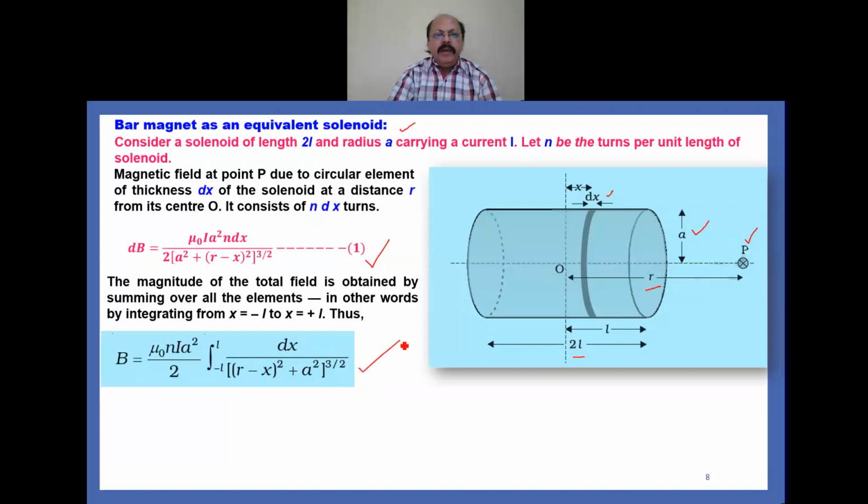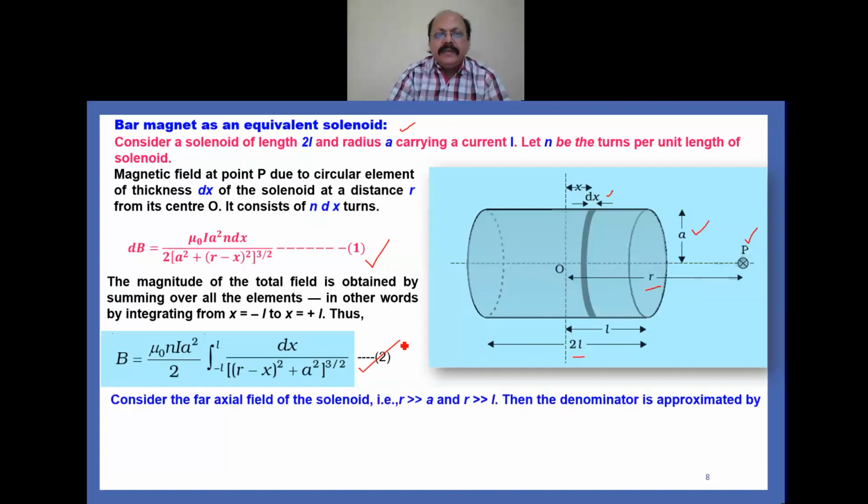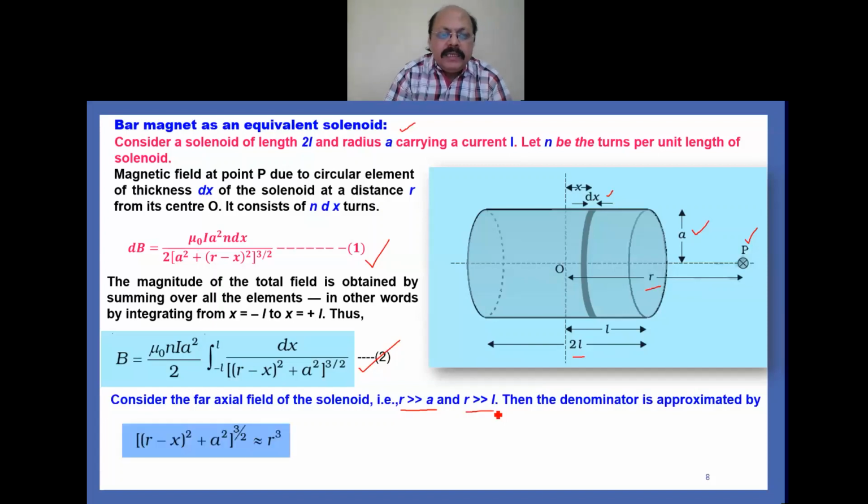Now here we take some approximation. We say that let small r, that is the distance of point P from the center of solenoid, is greater than the radius of solenoid, that is greater than a, and also greater than L. Then in that condition the denominator, (r minus x) whole square plus a square raised to the power 3 by 2, approximately we can write r cube.